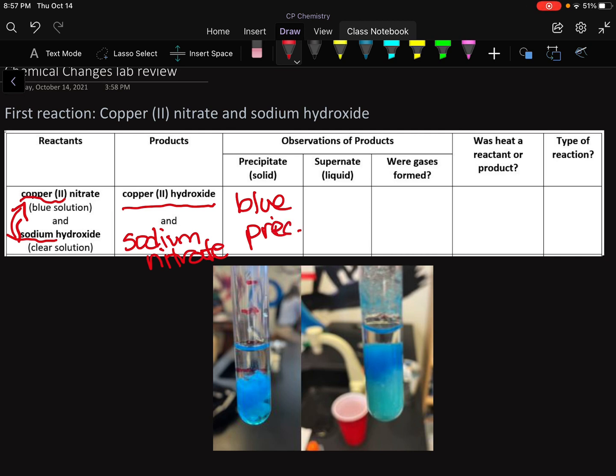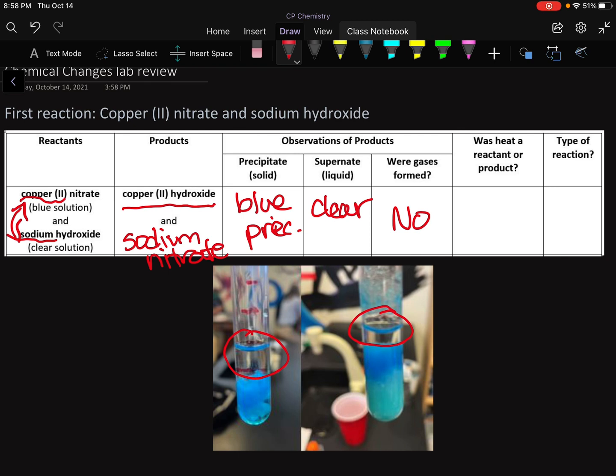okay? And you'd write it out there. You probably have more room than I do. And then the supernatant is the liquid. So the liquid is what's floating on top of the precipitate. So in this case, it's just a clear liquid. So clear supernatant. And then where gases formed. No, there were no bubbles, so there were no gases formed.